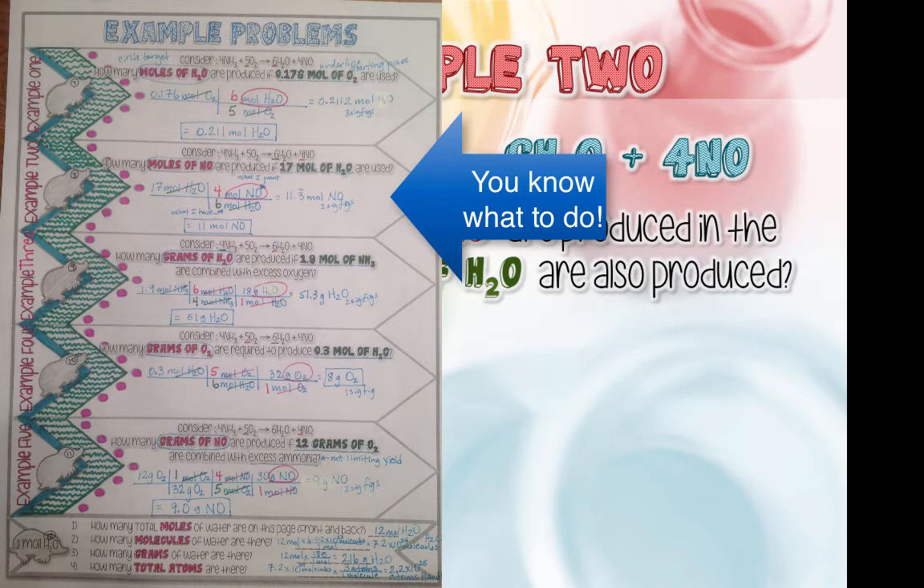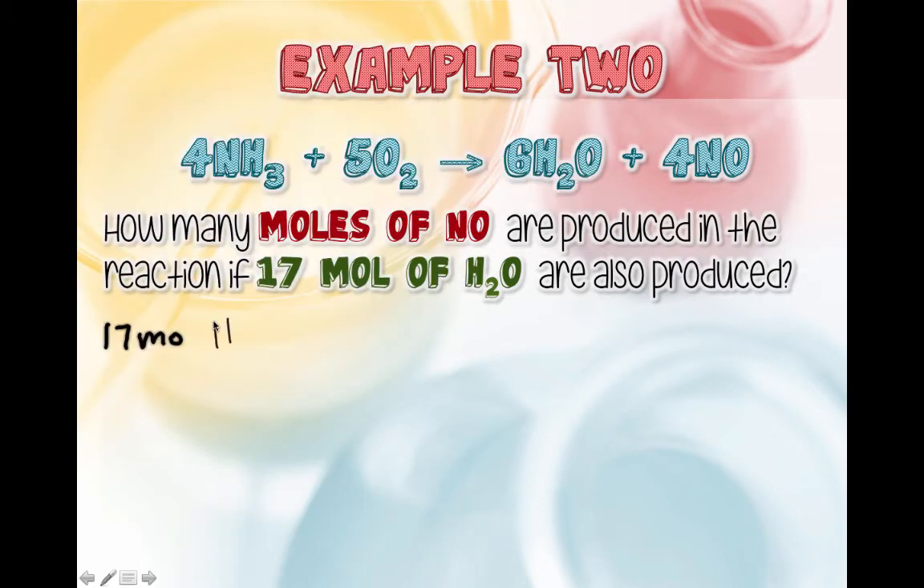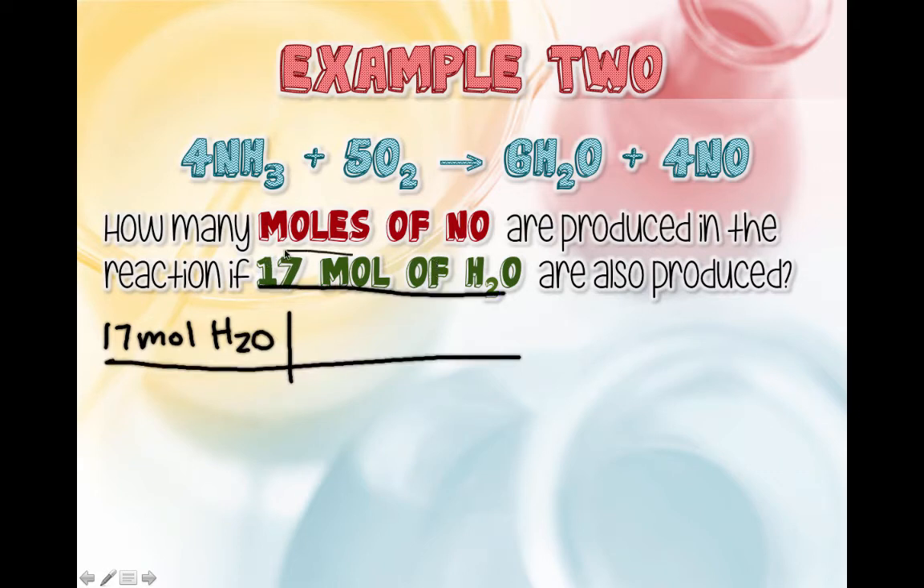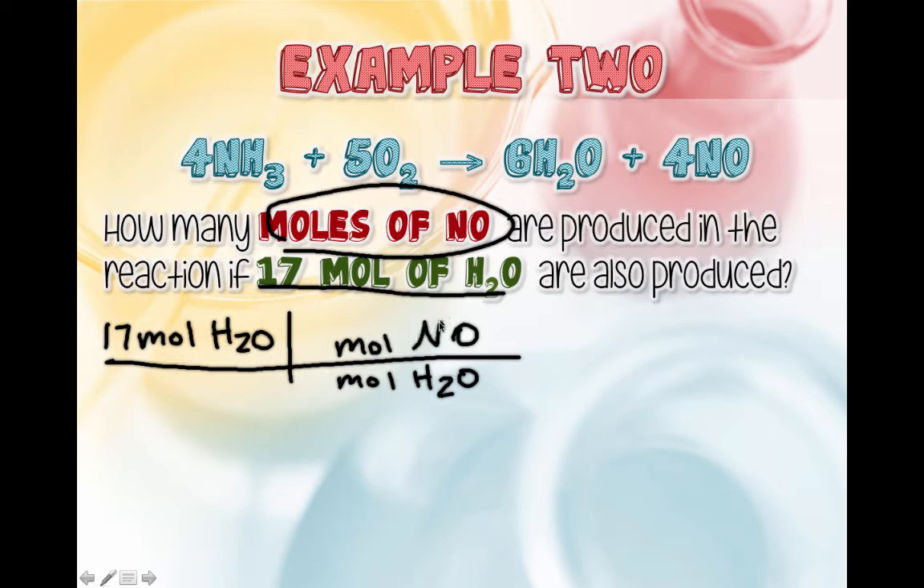If I start with 17 moles of water, then how many moles of nitrogen monoxide can we get? So here's my starting place, and here's my target. Since moles of water is on top, I'm going to put moles of water on the bottom in my next step and turn it into moles of nitrogen monoxide up here. So what's my mole ratio? The number for moles of NO is a 4, and the number for water is a 6. So my mole ratio is 4/6.